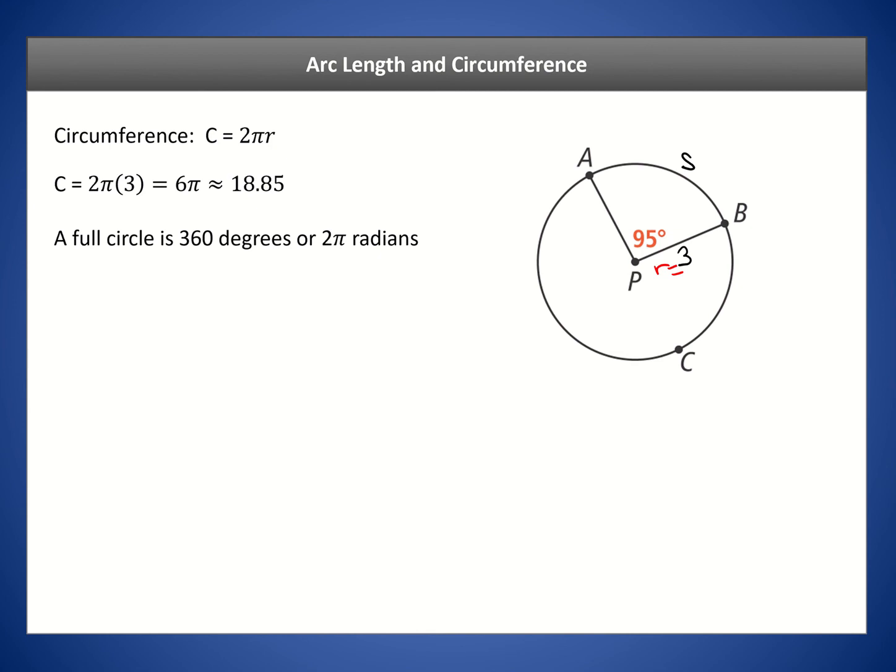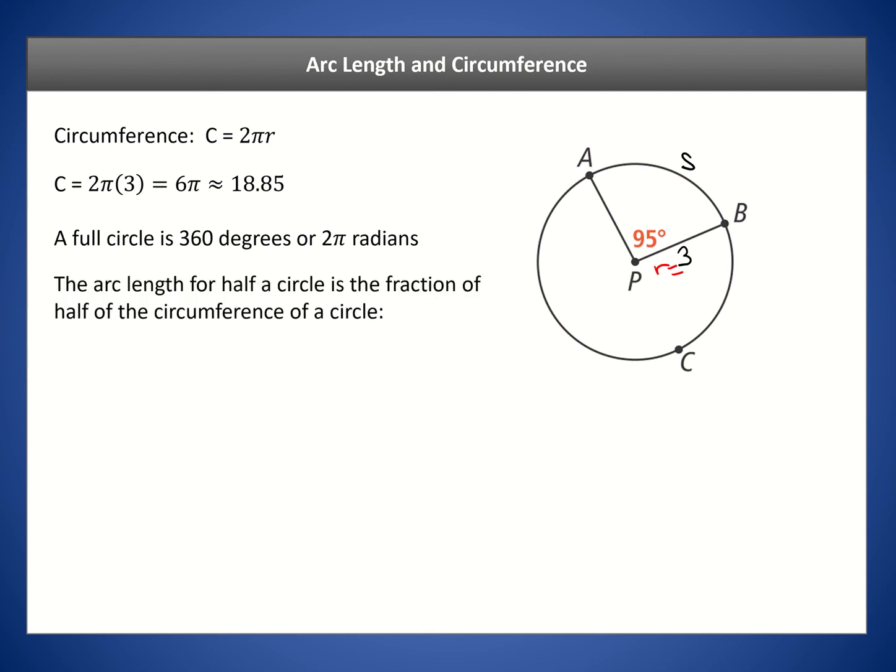Now, a full circle is 360 degrees, or 2 pi. So the arc length has to be smaller than this, right? It has to be a fraction of that. So for the arc length of half of a circle, it makes sense that if I were to travel half of the distance around the Earth, then that's going to be half of that number, right? So the arc length for half of a circle is half of the circumference. If I were to travel half of the Earth, that would be half of the circumference of the Earth, right?